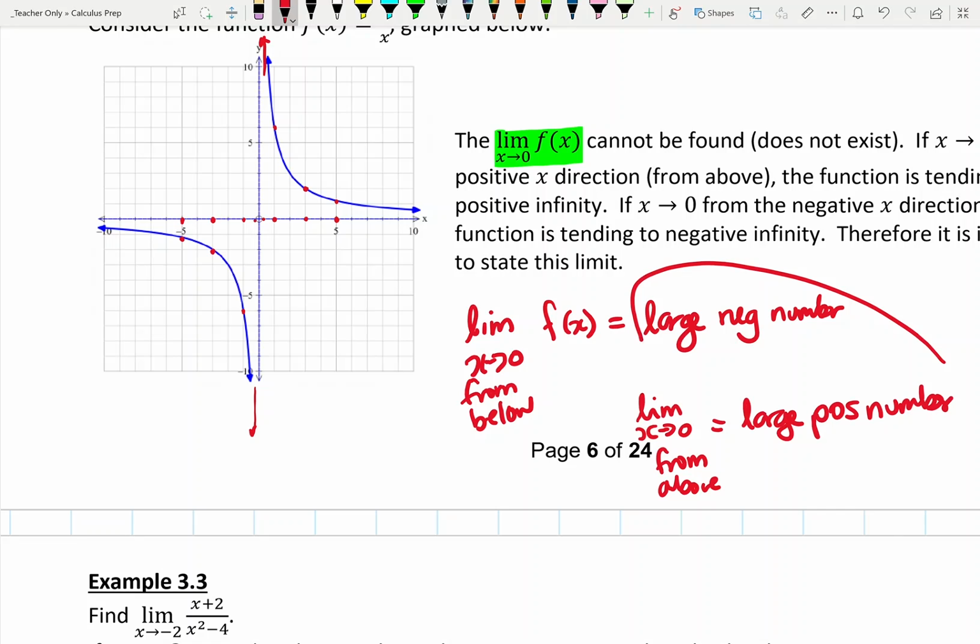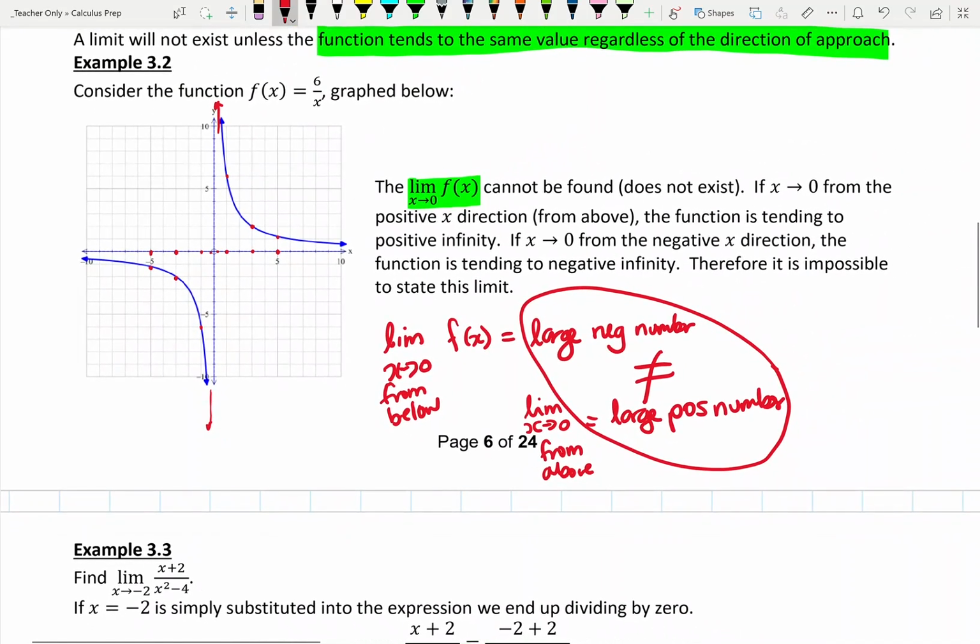Now, because these two are not the same, the limit doesn't exist. So for a limit to exist, the value of the function must be the same regardless of whether you approach from negative or positive, from above or below. In this case, the limit doesn't exist. You could either just state that the limit doesn't exist or the limit is undefined. And that's it.